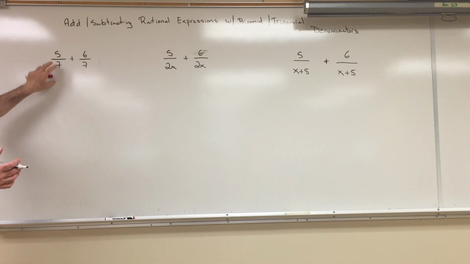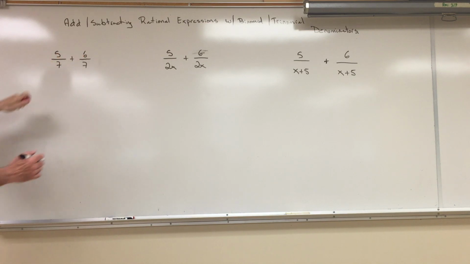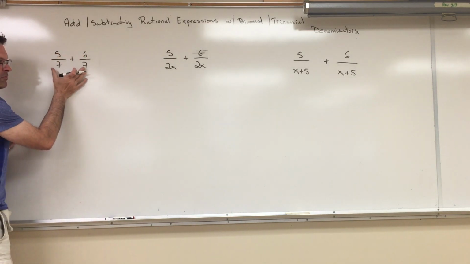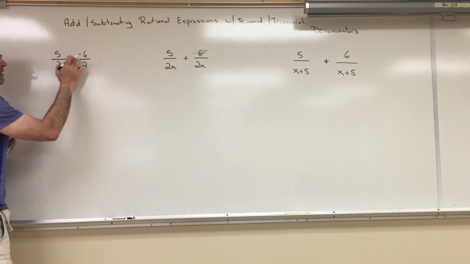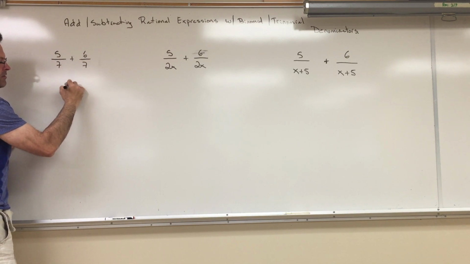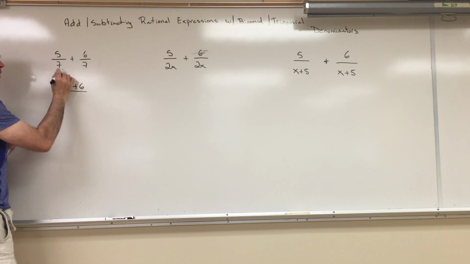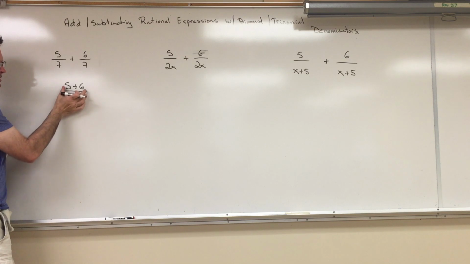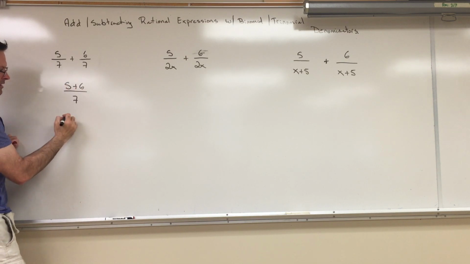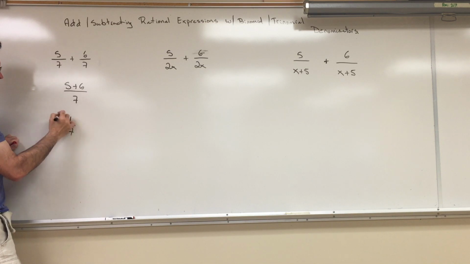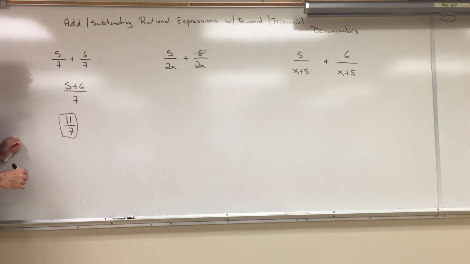If I add fractions, we know we need a common denominator. We add the numerators. If we have expressions with a common denominator, add the numerators. 5 plus 6 all over one denominator. And the terms of the numerator can be combined. 5 plus 6 is 11. 11 over 7. And it's written in its simplest form here.